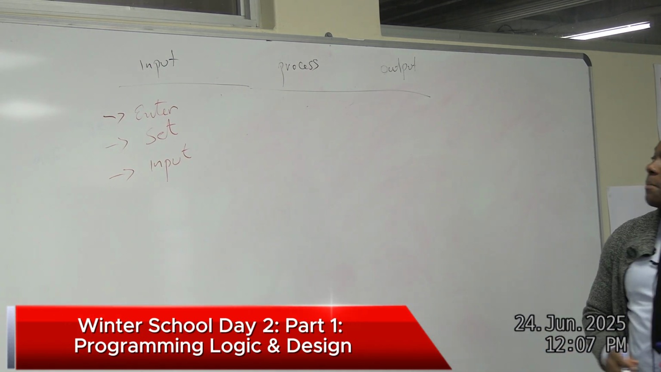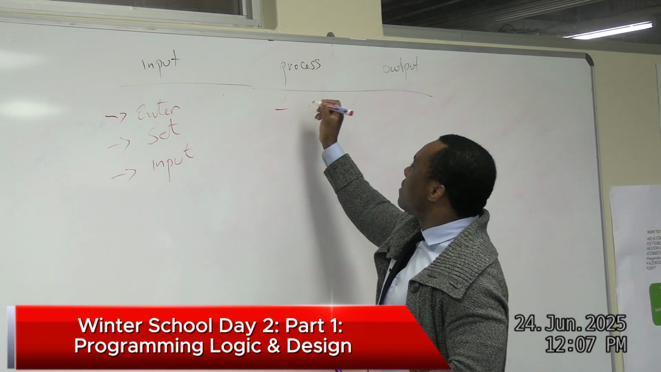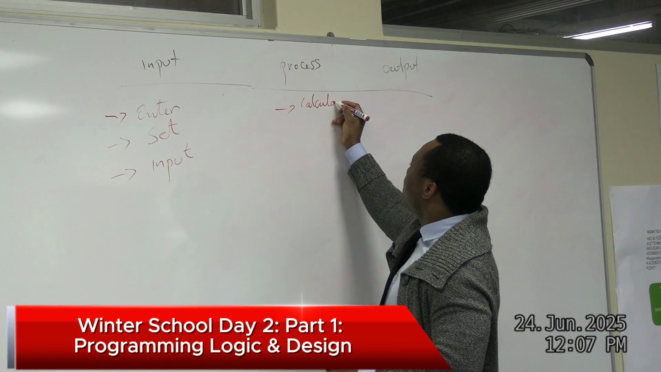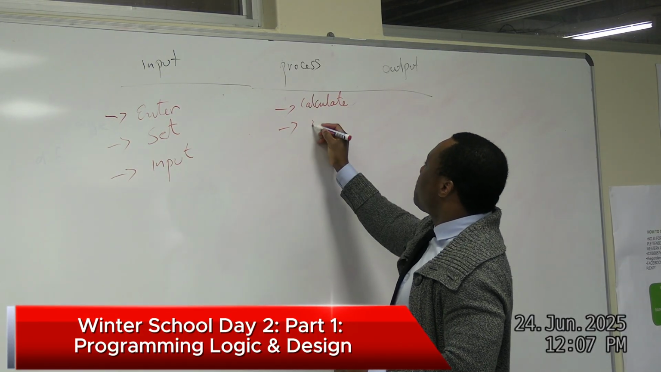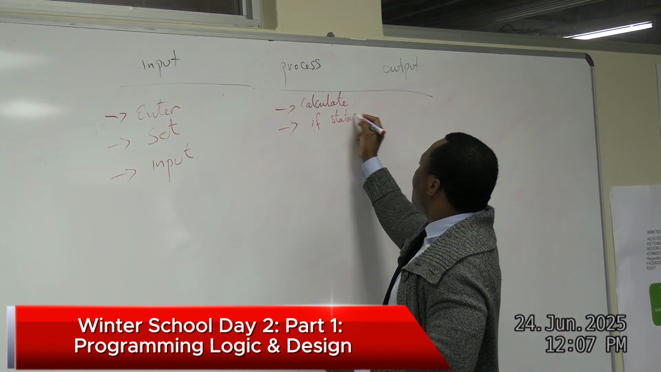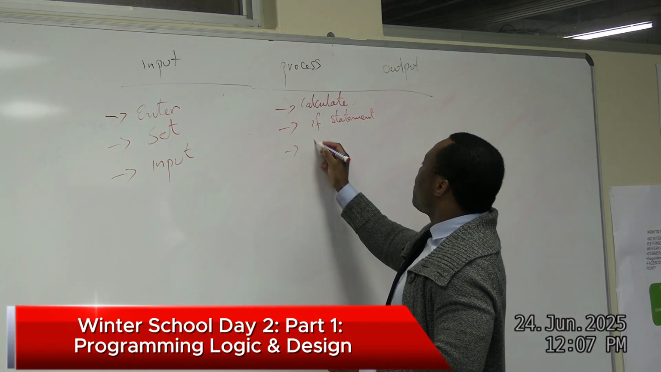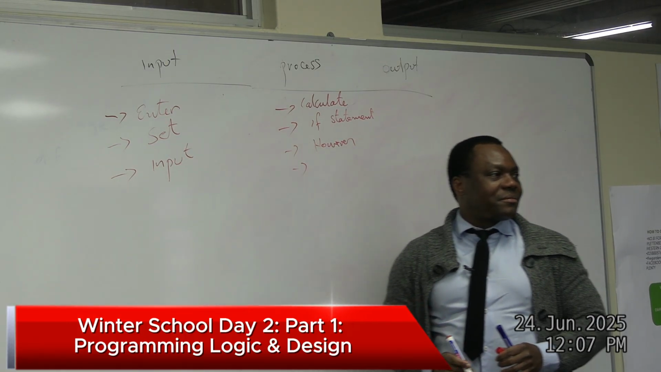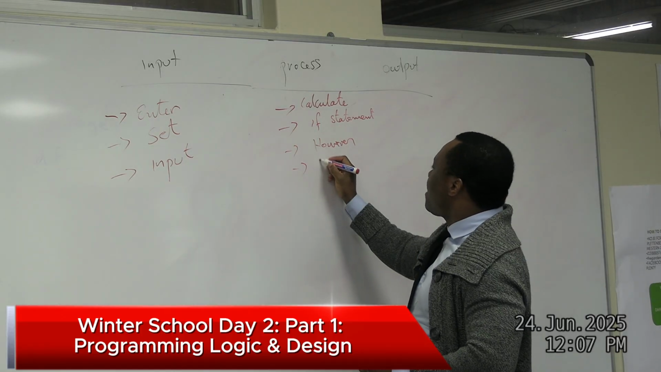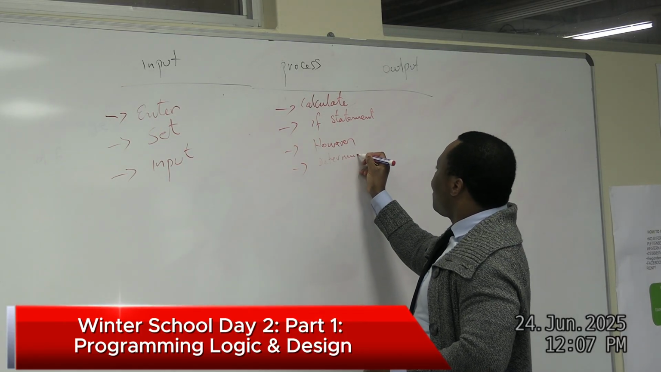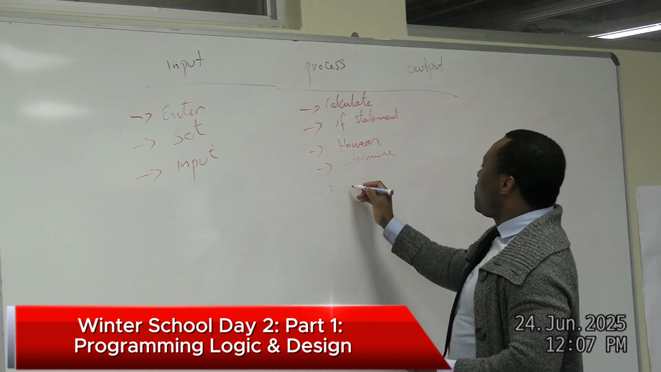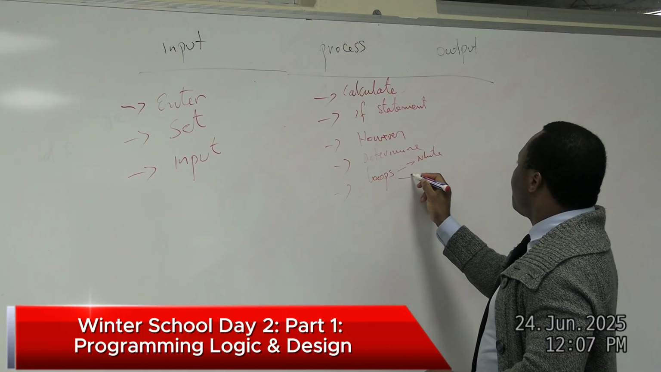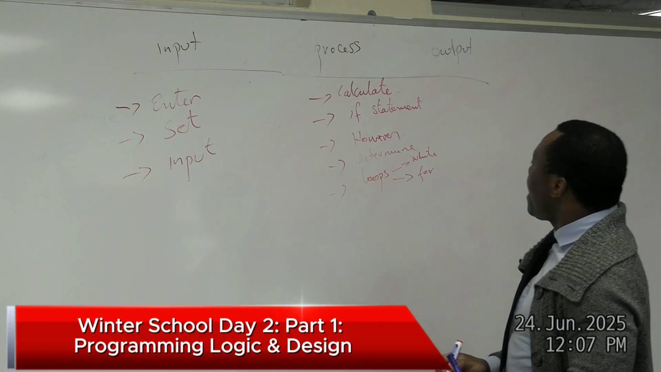Now we move on to processes. We found a few keywords for processes. The first one was such as Calculate. The second one, If statement. Very good. The third one, however. Hi guys, I'm not the student here. You have to speak. The fourth one, Determine. What else? Loops. What type of loops? While loop and for loop. What else?